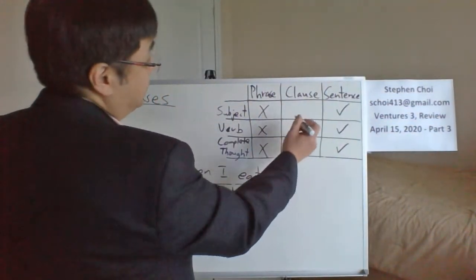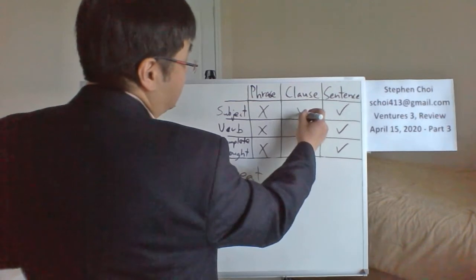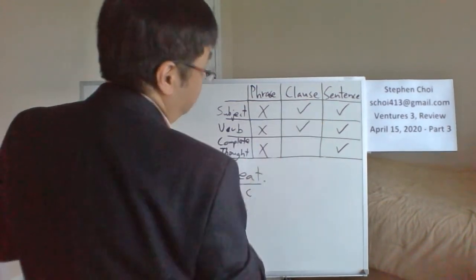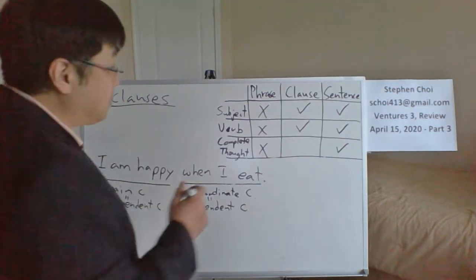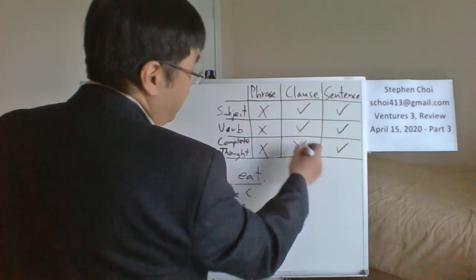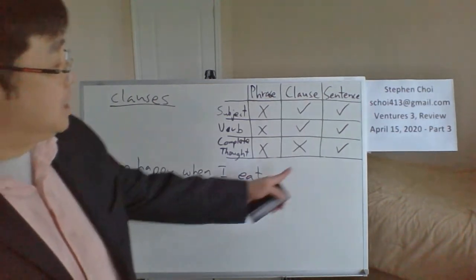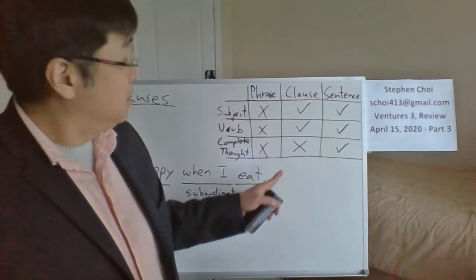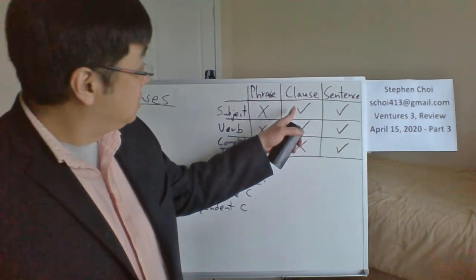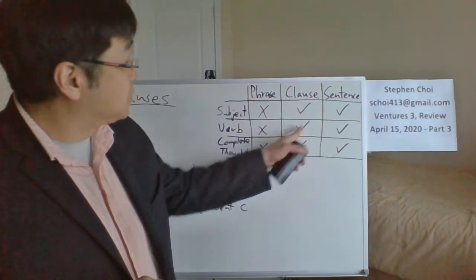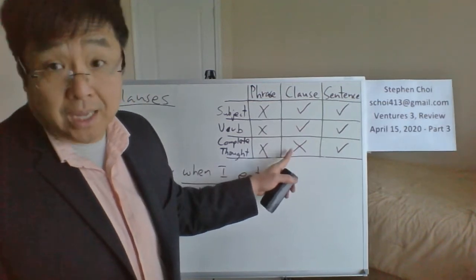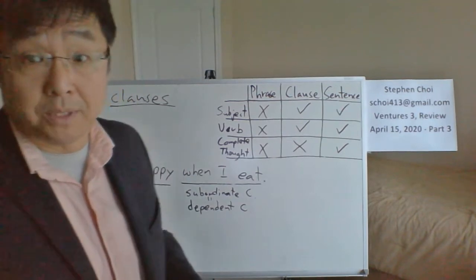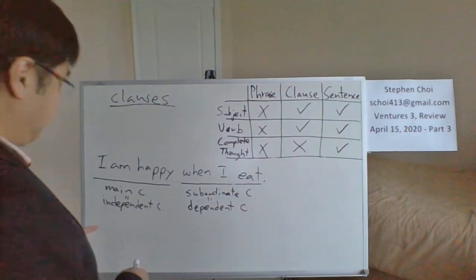So, clauses must have a subject, just like a sentence, and it must also have a verb. Okay? However, it does not have to have a complete thought. Okay? That's the difference between clauses and sentences. Clauses need subjects and verbs just like sentences, but they do not have to have a complete thought like a complete sentence. Okay, that's the difference. All right.